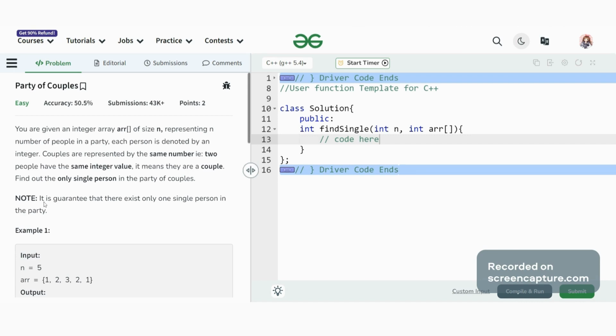We need to note one thing, that it is guaranteed that there exists only one single person in the party. So we are given two conditions: couples are represented by the same number, that is, two people have the same integer value, and it is guaranteed that there exists only one single person in the party. So let's start solving this particular problem.